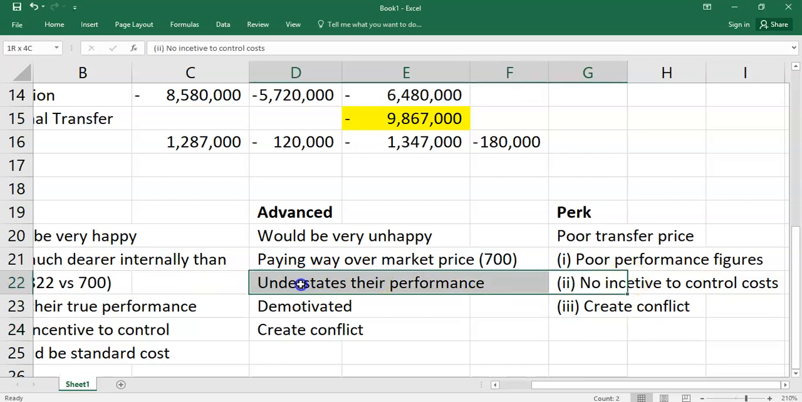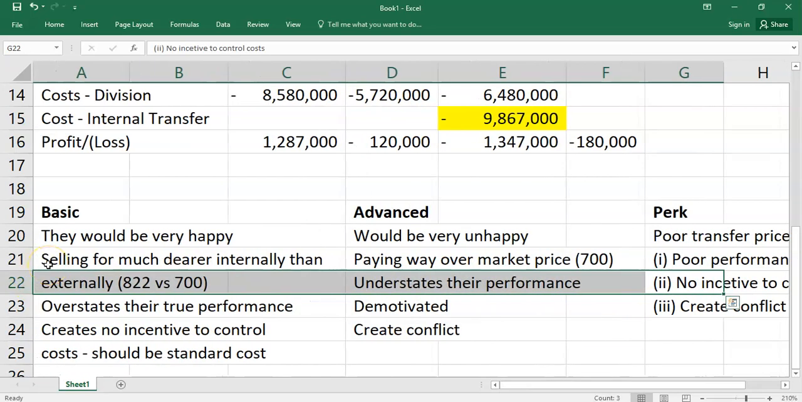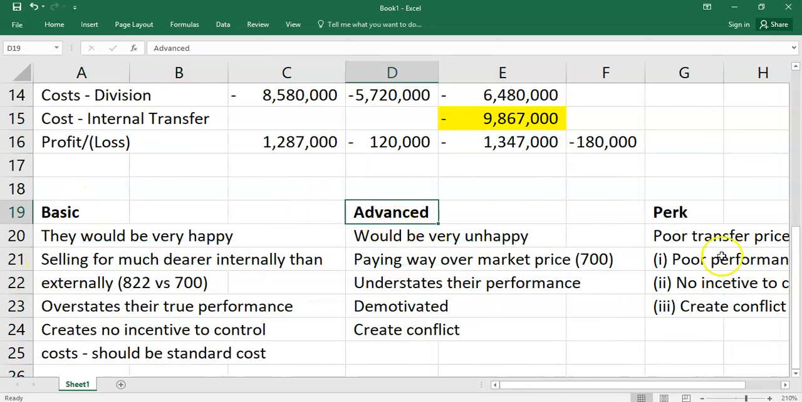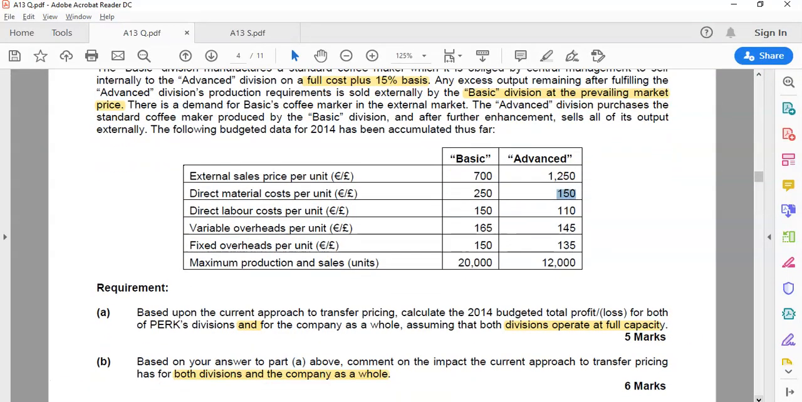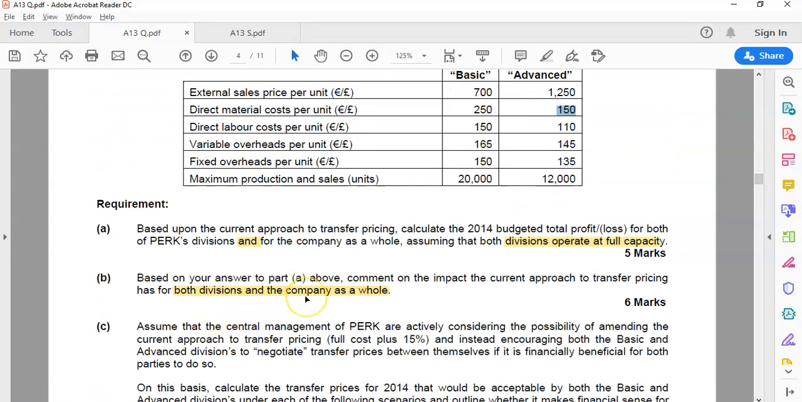So you see, you have plenty of points to make, but if I was in the exam now, you would use your subheadings to show the examiner clearly that I have addressed the requirement which said it needs you to comment for both divisions and the company as a whole. That's 11 marks. So you have about 2 minutes a mark as your timing in the exam.